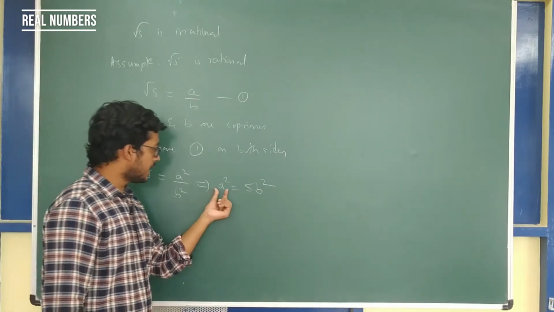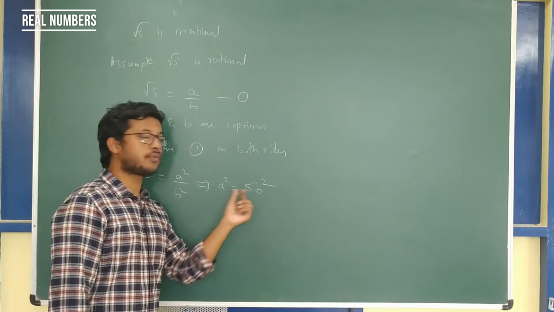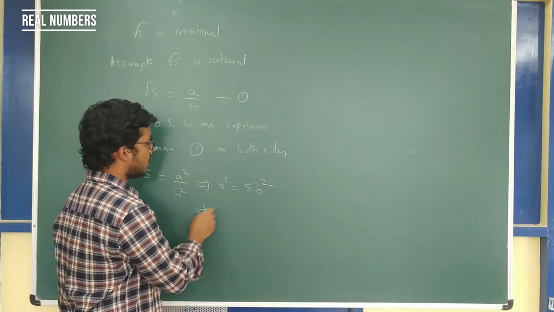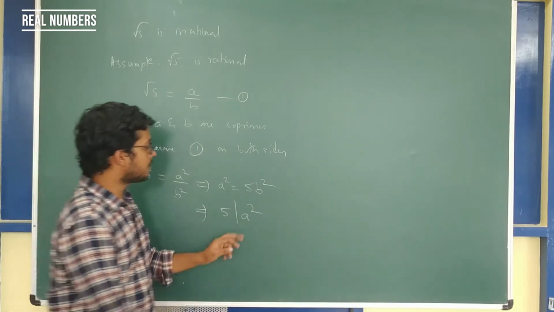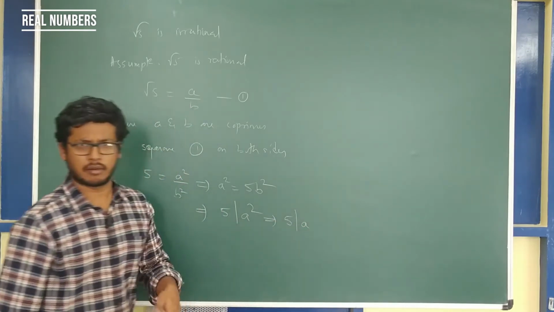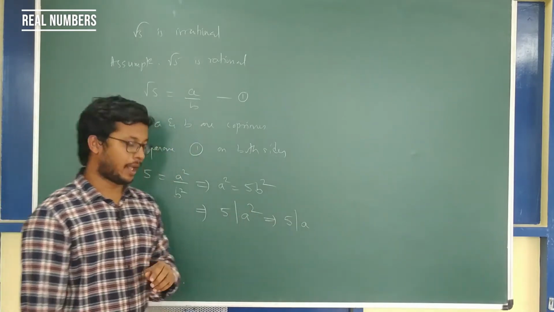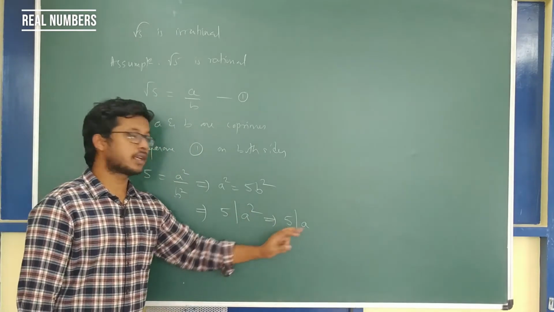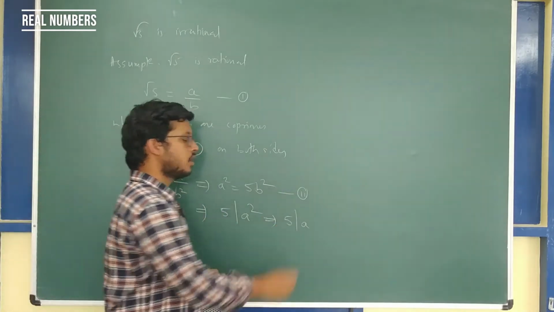Now here we are saying a square is equal to 5 times b square, means a square is some multiple of 5. So if it is some multiple of 5, which means 5 must divide a square. If 5 divides a square, then 5 also divides a, by the theorem that we have studied: if p divides a square, then p also divides a. I'll call this one equation 2.